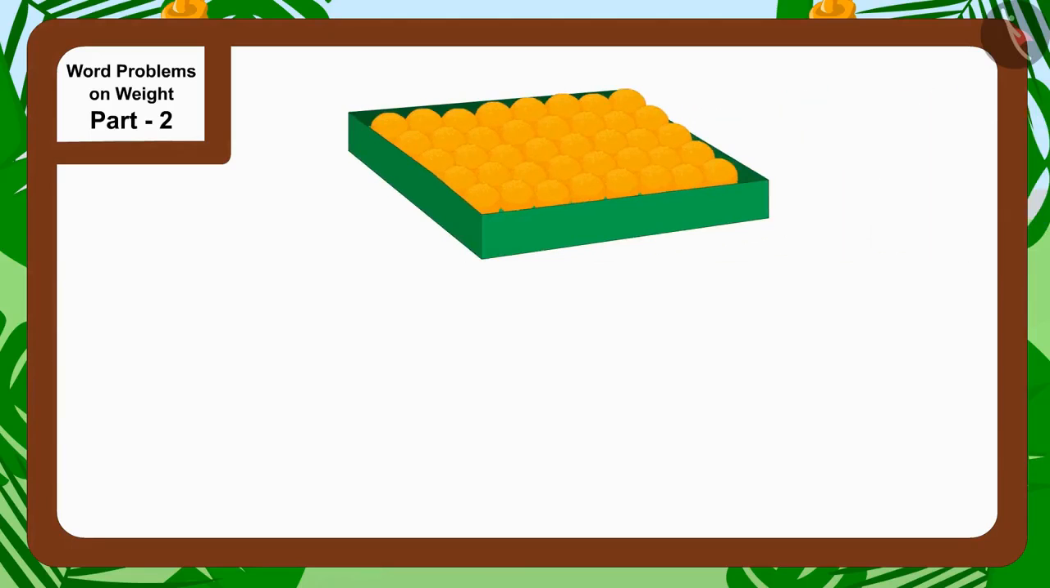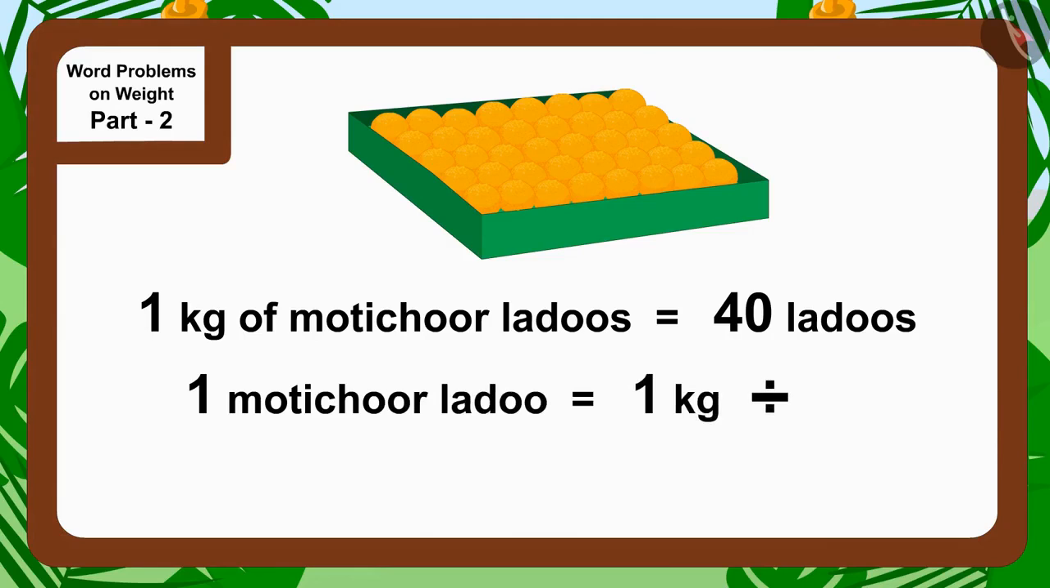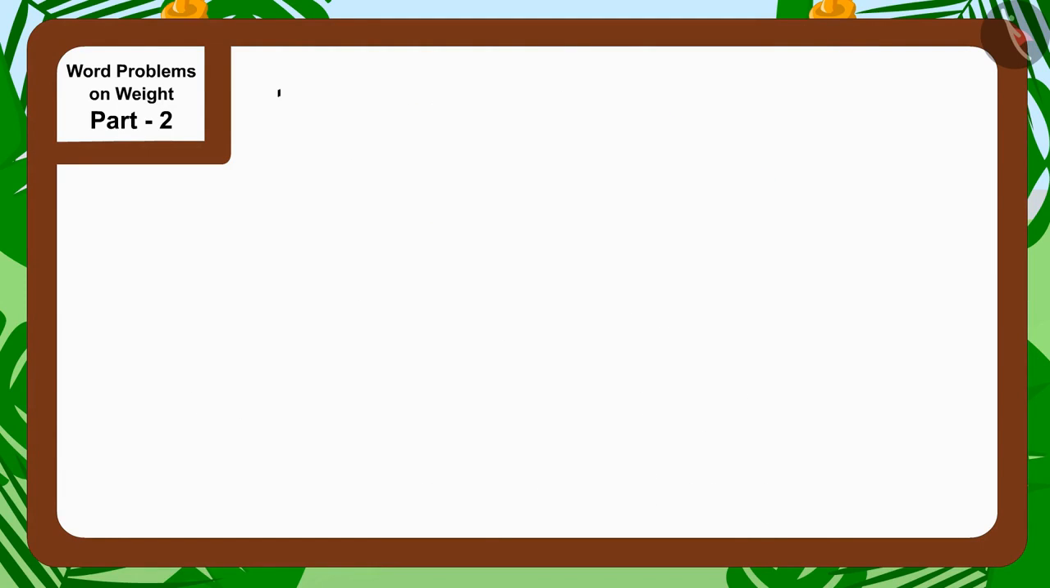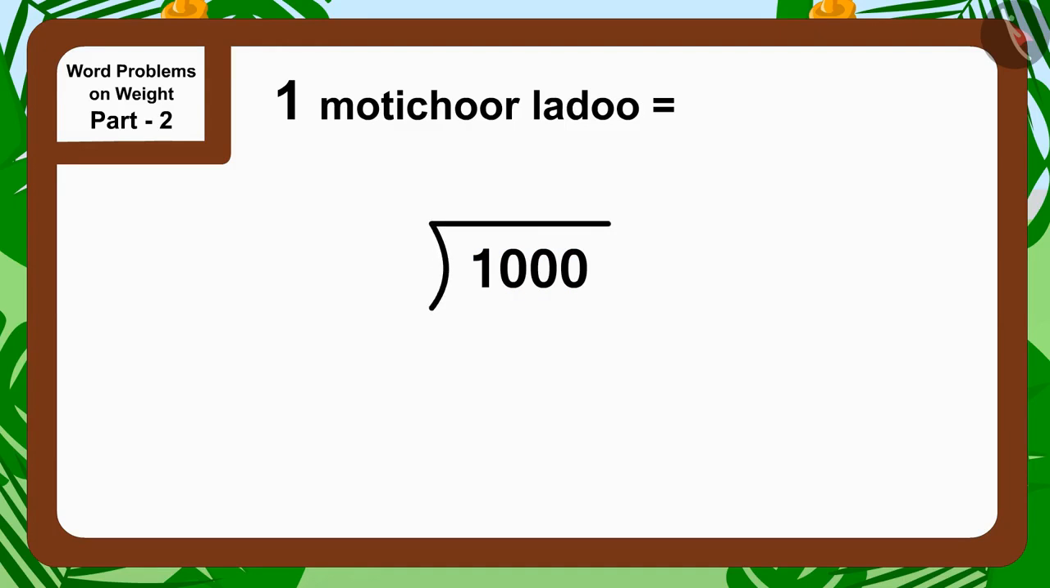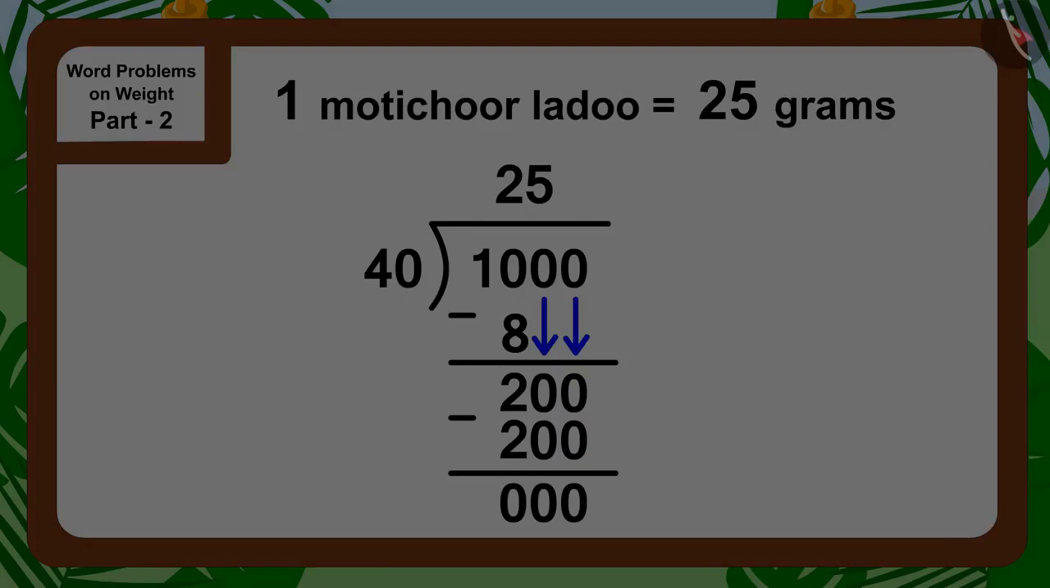Look, there are 40 laddus in 1 kilo of motichur laddus. It means 1 motichur laddu will weigh 1 kilo divided by 40. But 1 kilo is equal to 1000 grams. So, 1 motichur laddu will weigh 1000 divided by 40, that is 25 grams.